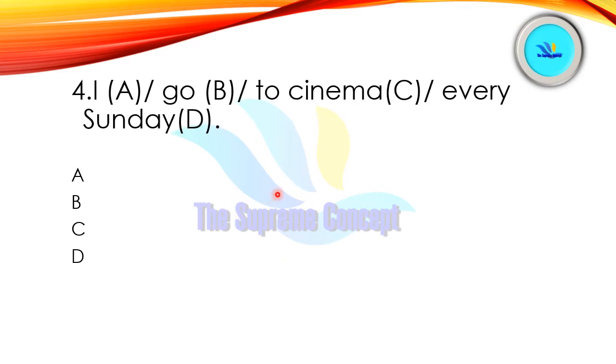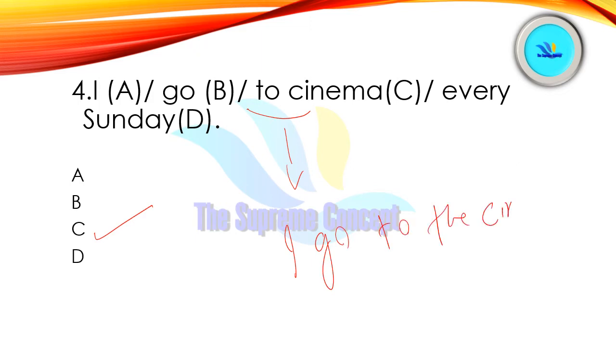I go to cinema every Sunday. Find out where the error lies. Error lies in part C. Instead of I go to cinema, we will use I go to the cinema. So the definite article the will be used before cinema.